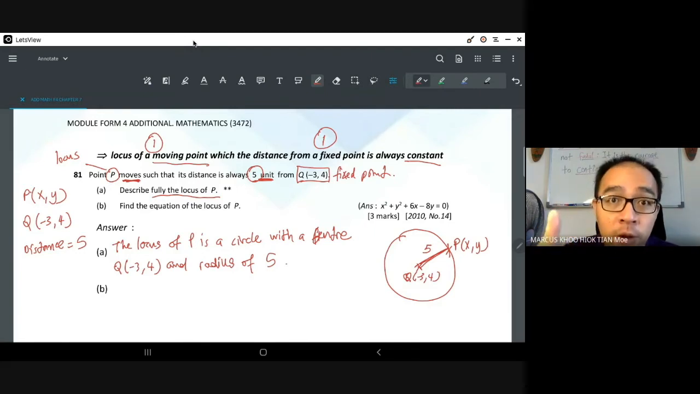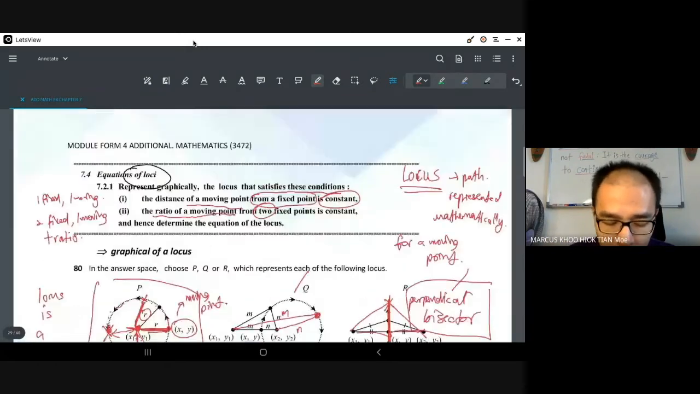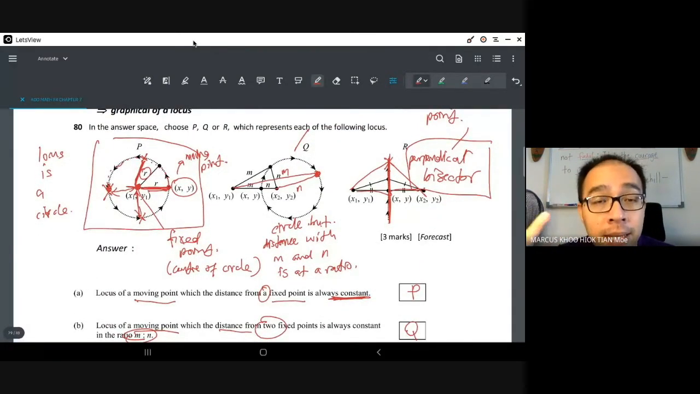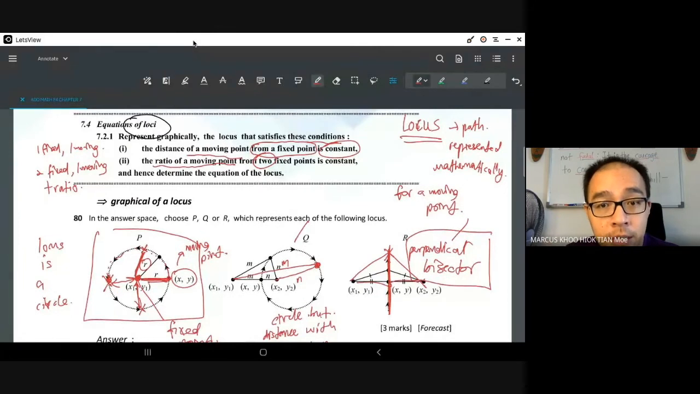What is the shape of the locus? There are only two shapes that you will learn. Take a look at it. It's either a circle or a perpendicular bisector. If it is a perpendicular bisector, what is the condition? It must be two fixed points, one moving point, and the distance is constant. Sorry, that's a perpendicular bisector.